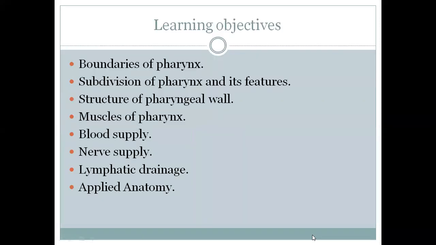So, the objectives of the pharynx. We have to discuss the boundaries of the pharynx, subdivisions of the pharynx and its features, structure of the pharyngeal wall, muscles of the pharynx, blood supply, nerve supply of the pharynx, lymphatic drainage of the pharynx, and its applied anatomy.